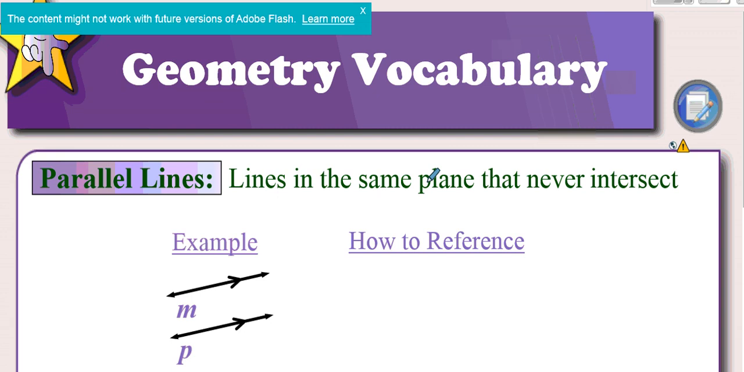They never intersect. So here's two lines. We have line M and line P. And to say that they are parallel, you can say line M and line P, and then we're going to put the symbol for parallel in between, which is just two vertical lines, parallel lines. M is parallel to P.